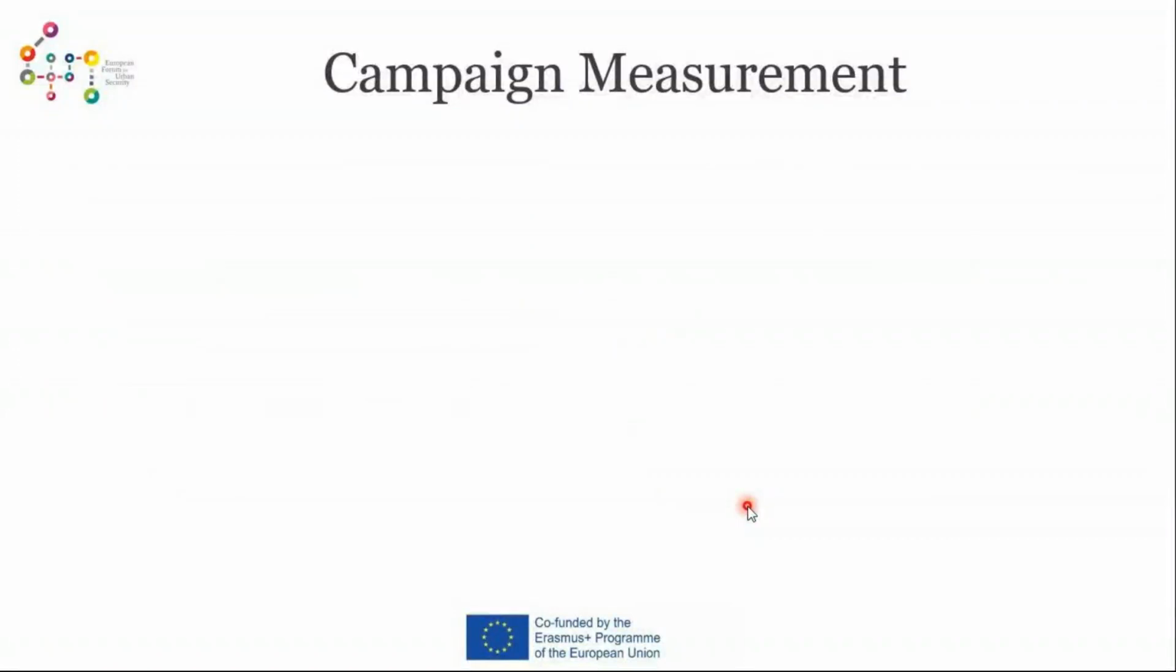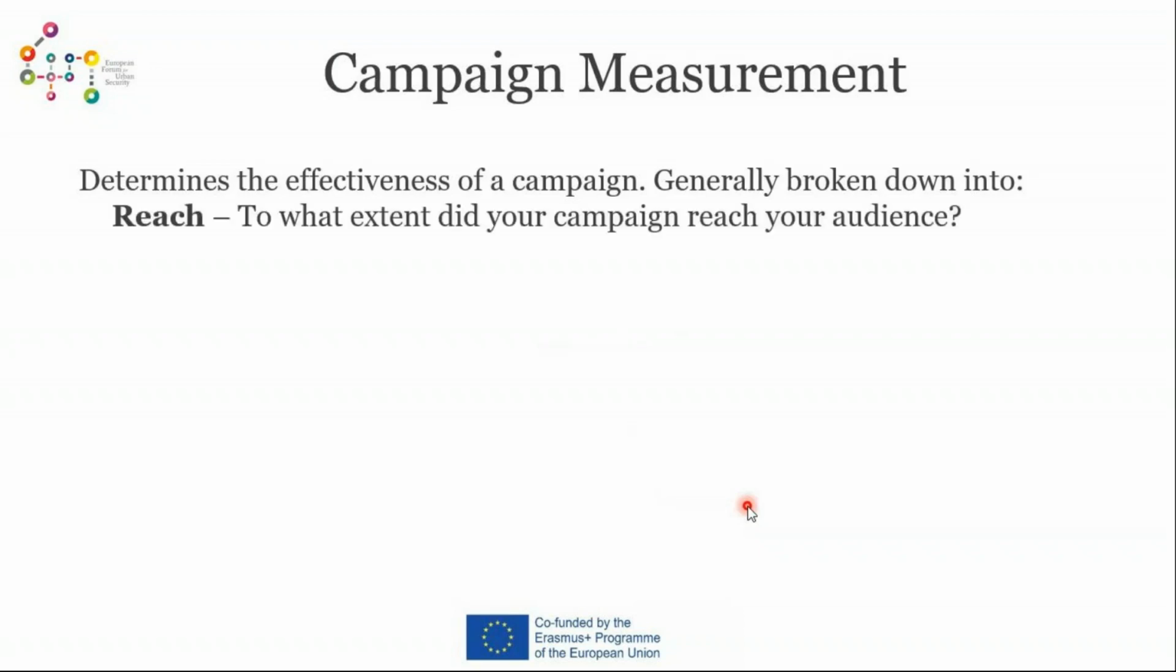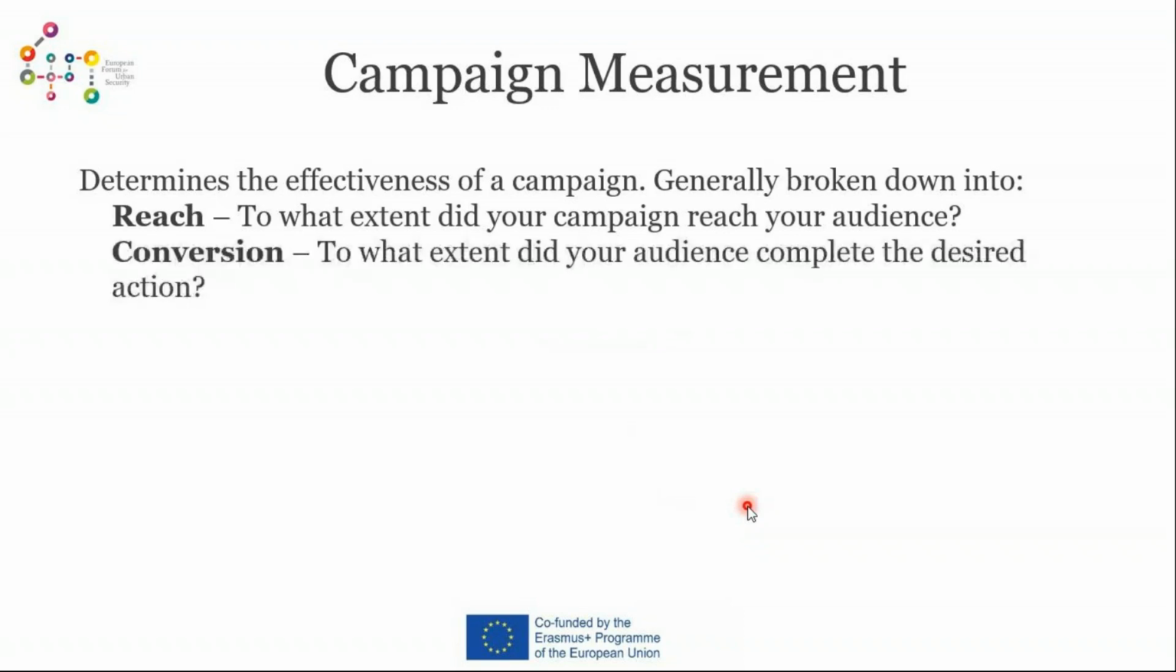Now, campaign measurement is done in conjunction with campaign dissemination. Campaign measurement determines the effectiveness of a campaign. And it's generally broken down into campaign reach, that we discussed in the definition. So that reach is to what extent did your campaign reach your audience? How many people saw it? How many people came across your campaign? You then have campaign conversion, which is a second stage, which is to what extent did your audience then complete the desired action? And those two in conjunction are probably the essence of campaign measurement.